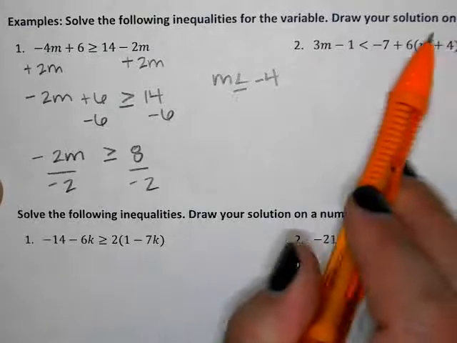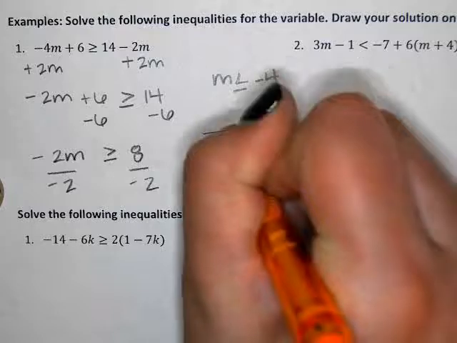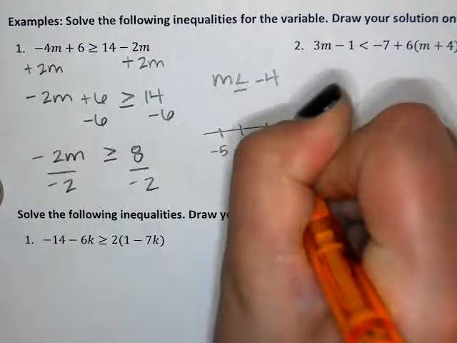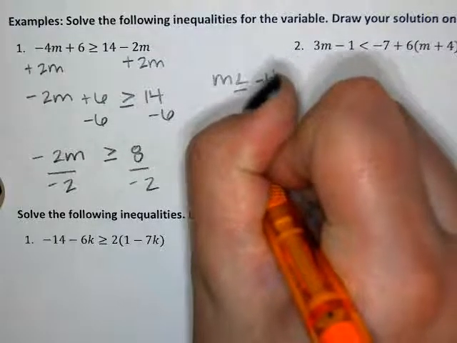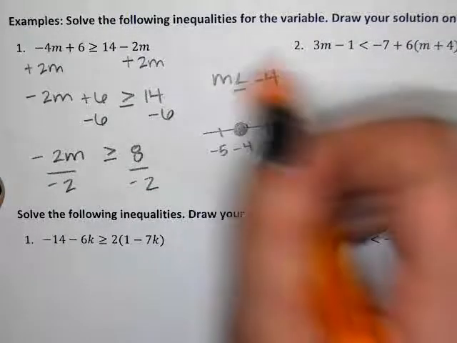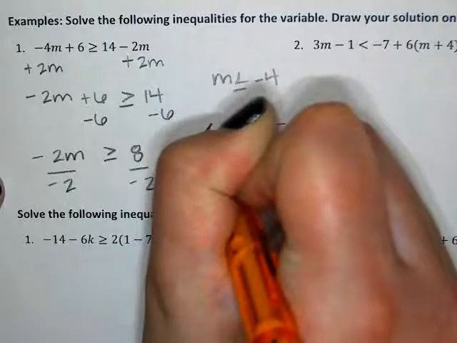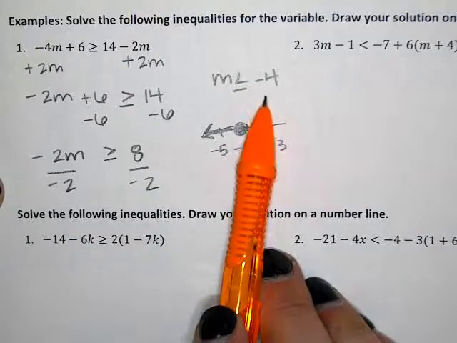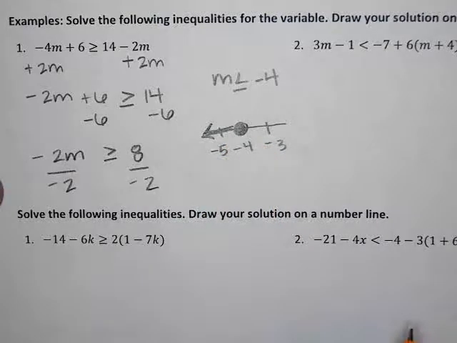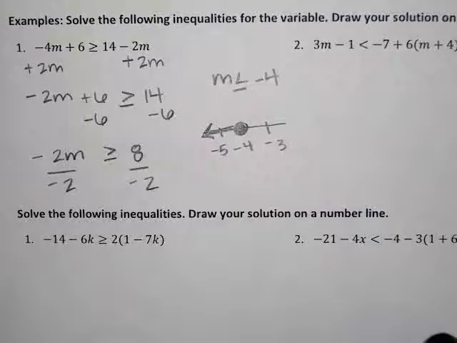So if we were to now draw our solution on a number line, it would just say, okay, like here's negative 4, negative 3, negative 5, negative 3. So negative 4, it can equal negative 4, so I'm going to fill it in. And then the variable's on the left, so I can go ahead and copy the arrow. Everything less than negative 4. So there's the solution written out. There's the graphical representation or the drawn representation of the solution. Okay. Any issues with that one? That makes sense?